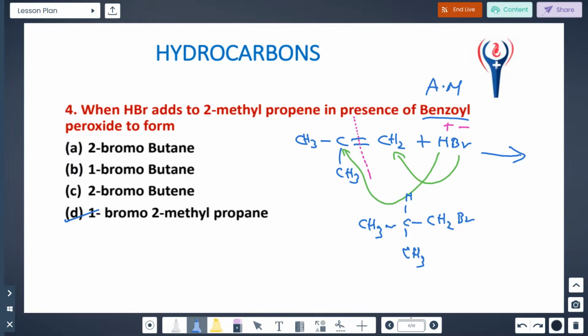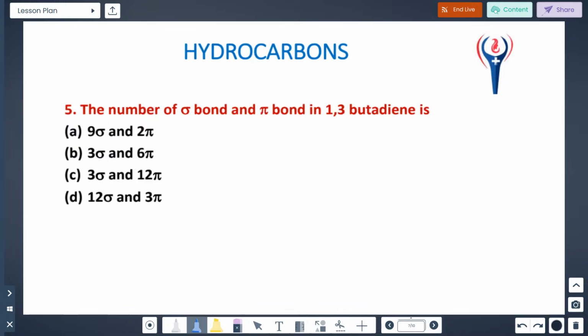Simple. Benzoyl peroxide means you must know, we should follow the Anti-Markovnikov rule. Okay, right. The fifth one: the number of sigma bonds and pi bonds in 1,3-butadiene. Okay, butadiene means what? We have 4 carbon. Diene means we have 2 places having a double bond.